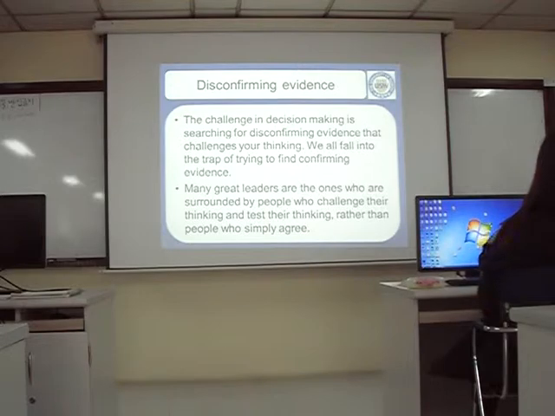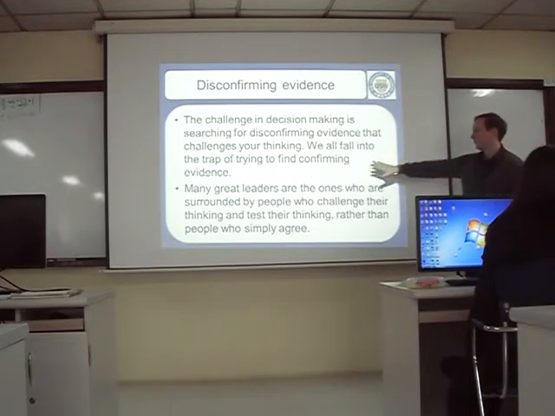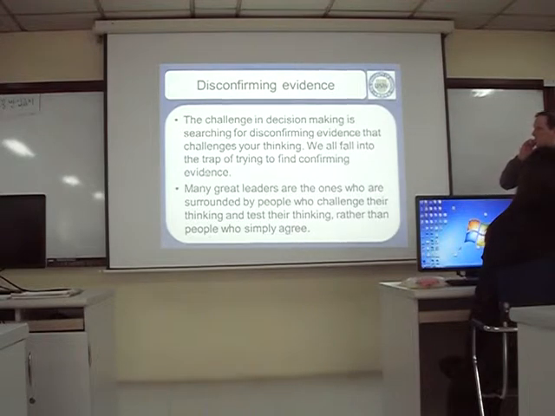So we have to be careful about overconfidence, and one thing that can help us is to find disconfirming evidence. Do you understand disconfirming? Confirming, disconfirming? Yes. Confirming, that's true. Right? Showing that it's true. Disconfirming, showing it's not true. So we all fall into this trap of trying to find confirming evidence rather than disconfirming evidence.